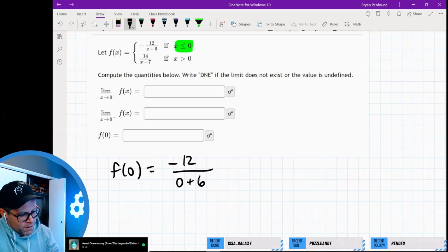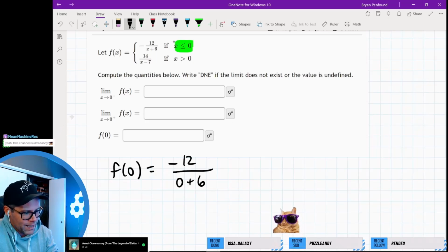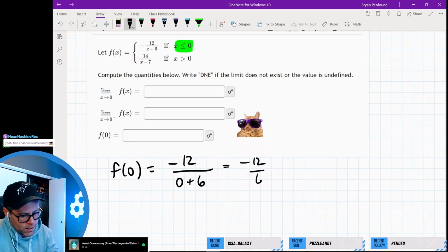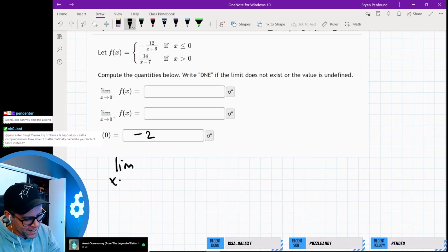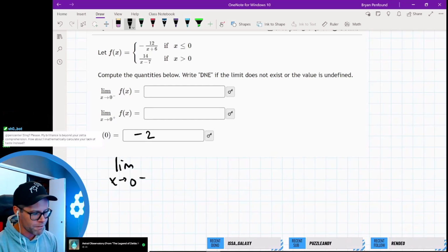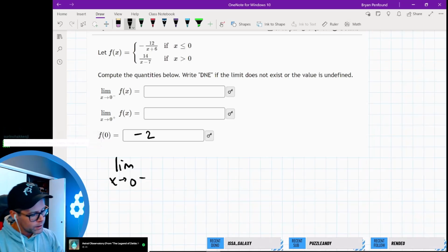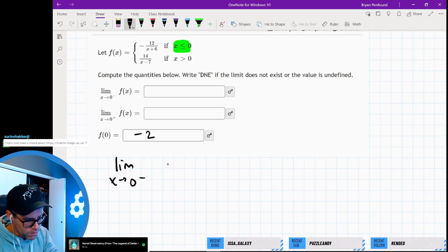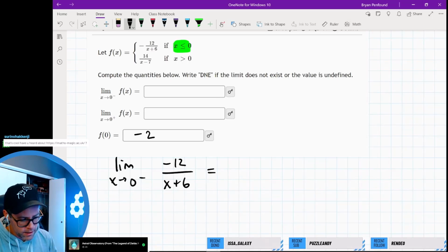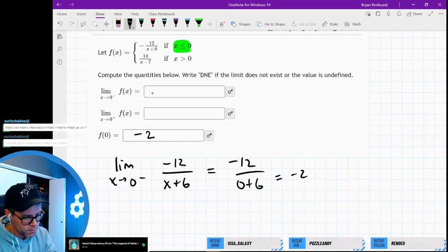So we were talking about f at 0, so that means we can use the green highlighted area. We can sub 0 into that, and we should get negative 12 over 6, which is negative 2. So what about the limit as x approaches 0 from the left? What piece are we going to use here? For values slightly smaller than 0, I think we're going to use the same thing. So we have negative 12 over x plus 6. And this is a continuous function, so we should be able to just put 0 in, and we get negative 2 like we did before. So that should be fine.